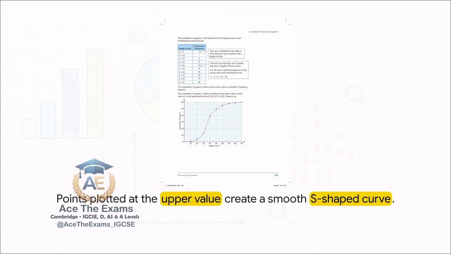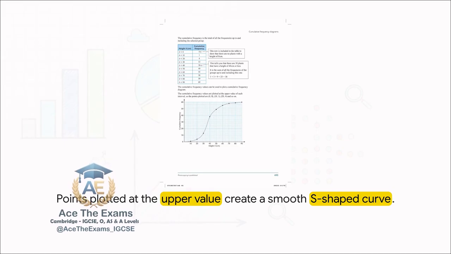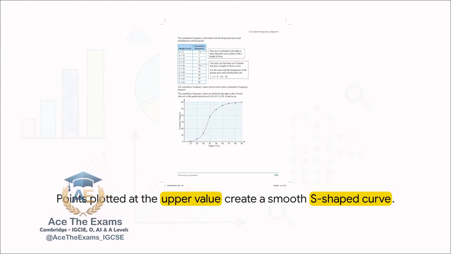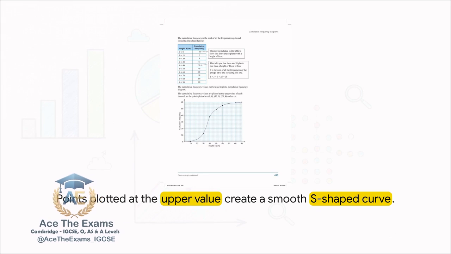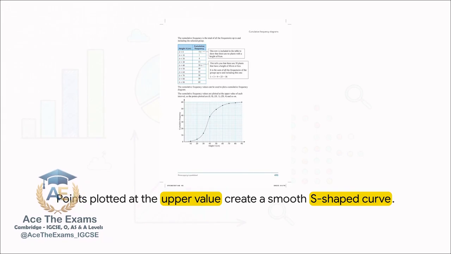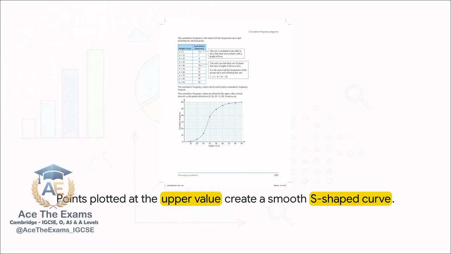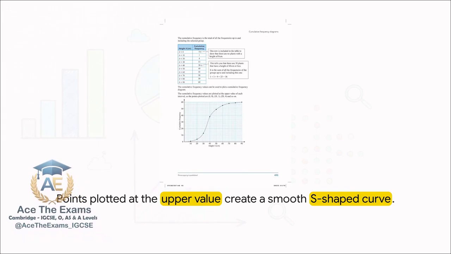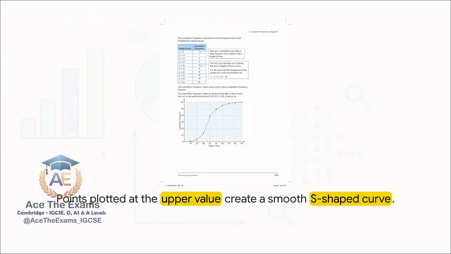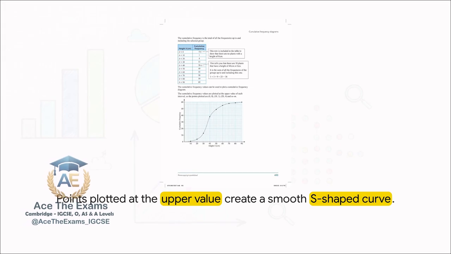Once you have those running totals, you plot them on a graph. But notice exactly where they are plotted. Always at the upper value of each interval. Do not plot them in the middle. When you join these points together with a smooth curve, you get this incredibly distinctive S-shaped curve. This curve is an absolute goldmine of information in an exam because it allows us to instantly find the median and the spread of our data without doing any complex algebra.